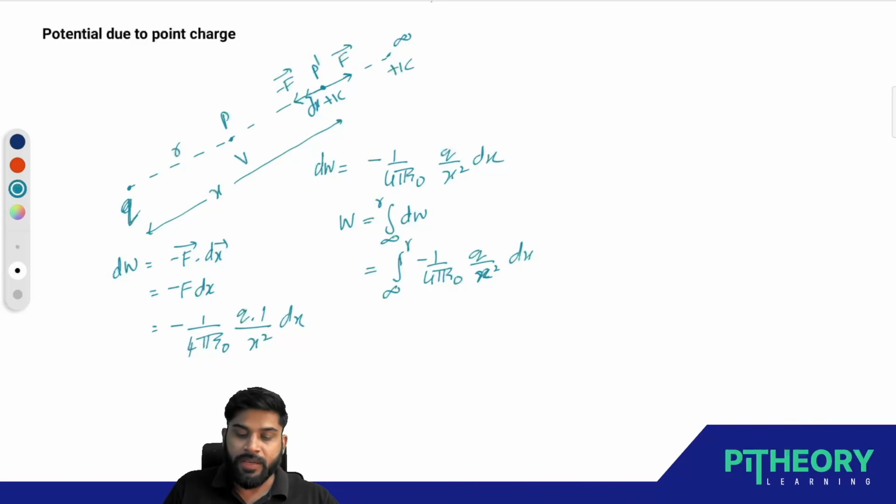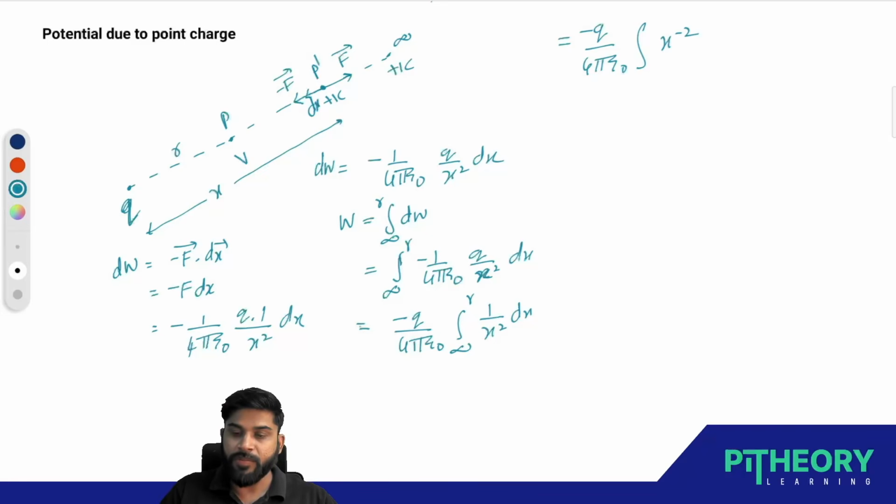All right. So here the terms that are constant, you can take outside. That is q and 4 pi epsilon 0, and the negative sign, you can take outside. Minus q divided by 4 pi epsilon 0, integral from infinity to r of 1 by x square dx. Correct. So that will become equal to minus q divided by 4 pi epsilon 0, integral of 1 by x square, which is nothing but x to the power minus 2, from infinity to r, dx.